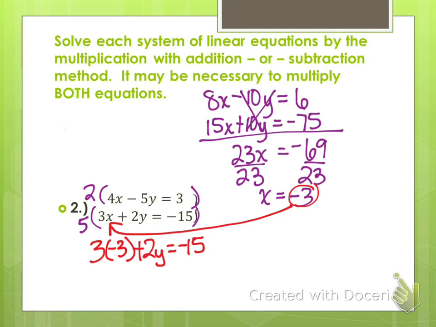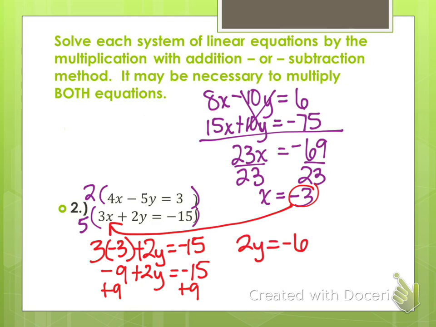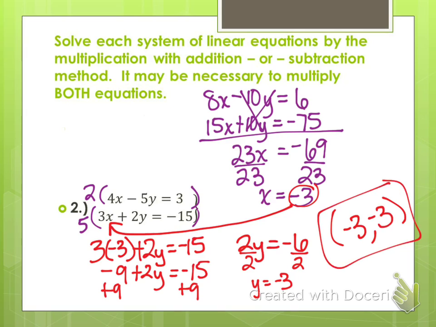Three times negative 3 is negative 9. To get y by itself, what do I need to do? Add the 9 to both sides. That's going to leave me with 2y equals negative 6. Last step. Divide by 2 and y equals negative 3. All right, so my answer as an ordered pair is negative 3, negative 3.